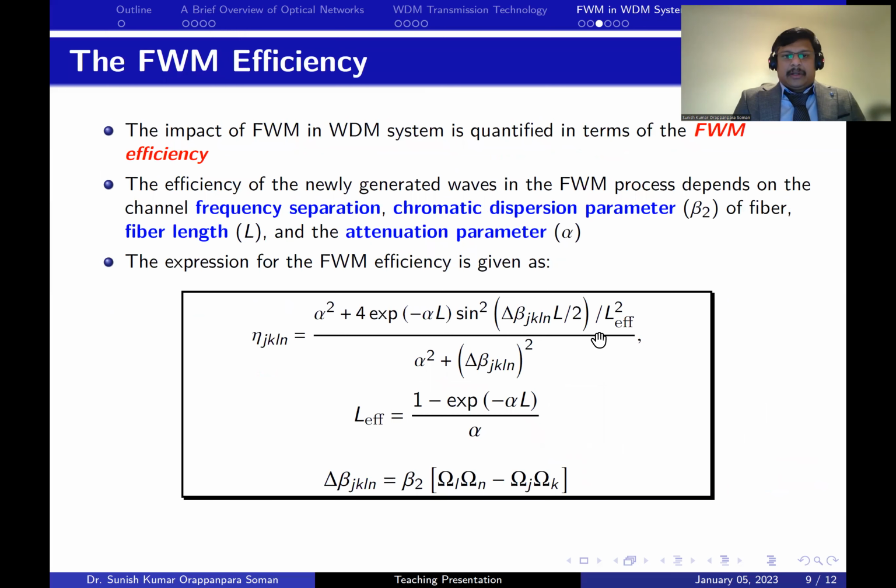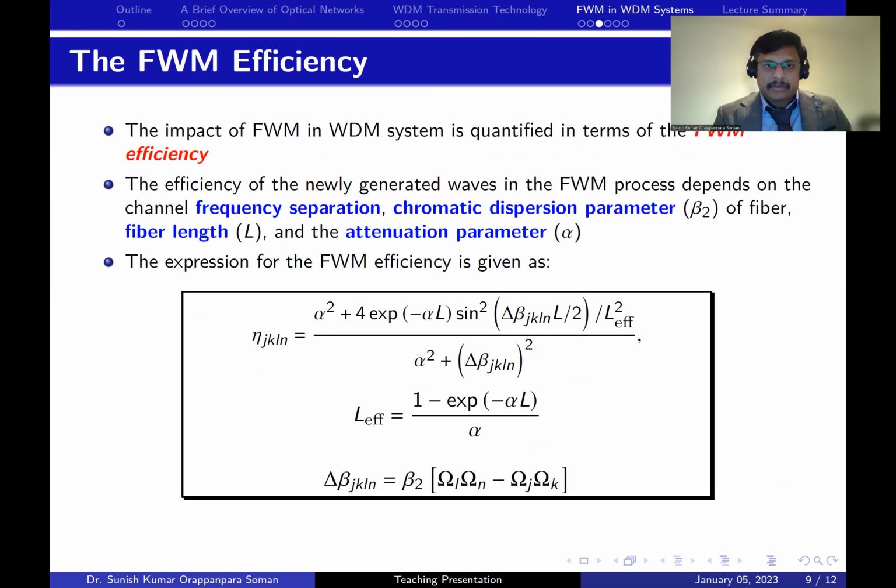Here we talk about how we can compute the four-wave mixing efficiency in a WDM system. The impact of four-wave mixing in a WDM system is quantitatively described based on the efficiency of the four-wave mixing components generated in the optical fiber. This four-wave mixing efficiency depends on several factors like frequency separation between the channels, the chromatic dispersion parameter of the fiber, fiber length, and the attenuation parameter alpha. The equations given in this box are used to calculate the four-wave mixing efficiency.